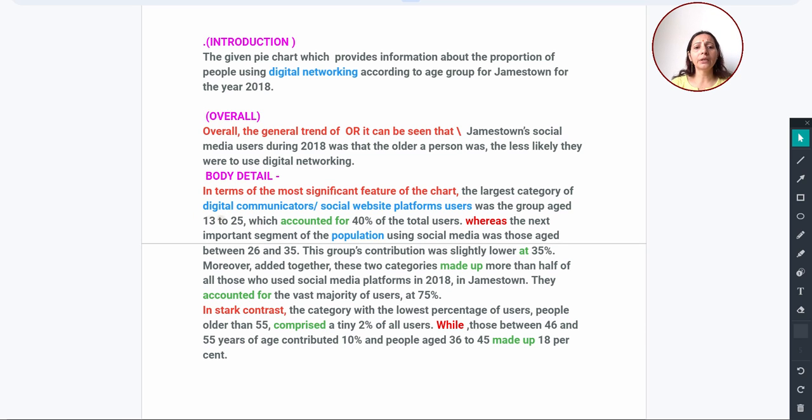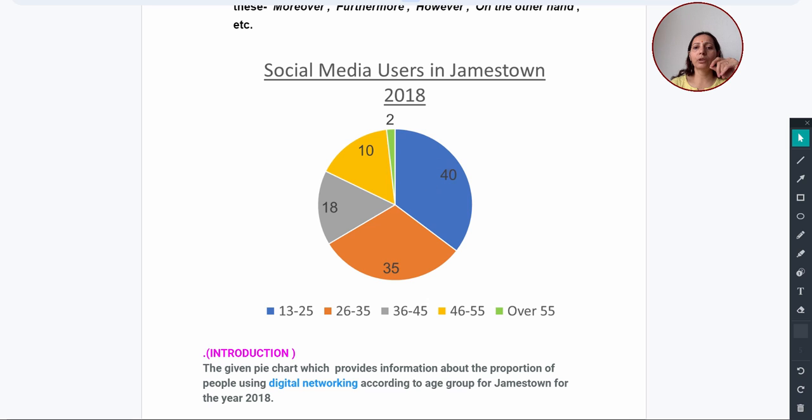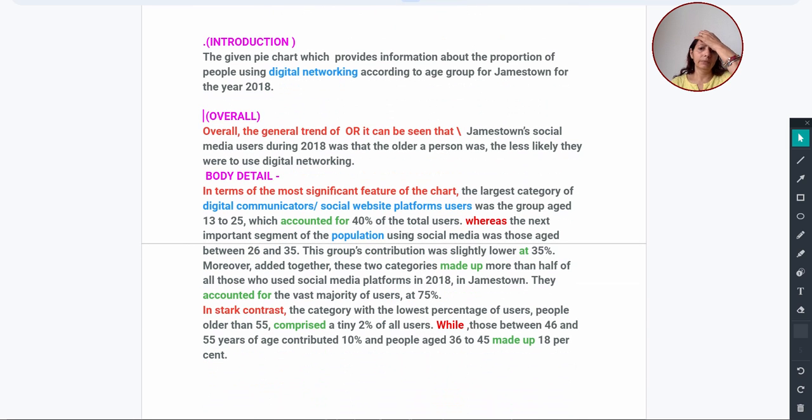The largest category of digital communicators, or you can use social website platform users, was the group aged 13 to 25, which accounted for 40% of the total users. See this, 40% of the total users. So next is, whereas the next important segment of population using social media was those aged between 26 to 35.